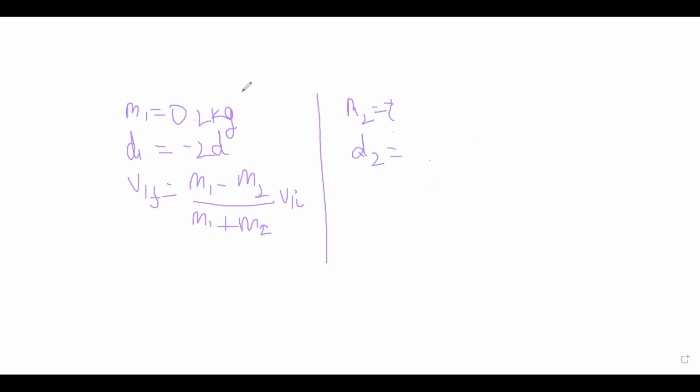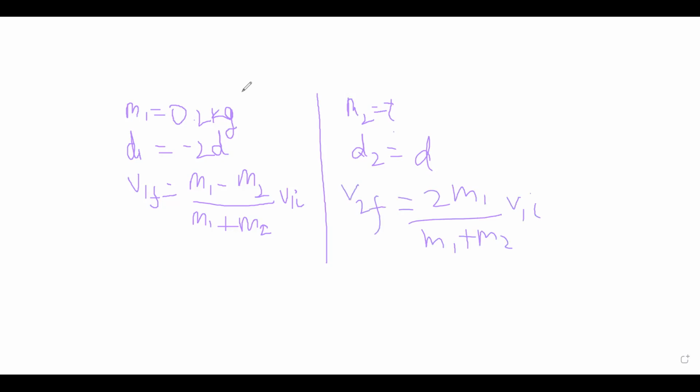Sorry, this will be d, because they said in the question that the second mass, after the collision, drops at a distance d. So that is our distance d. And then we have v2f as 2m1 by m1 plus m2, times v1i.